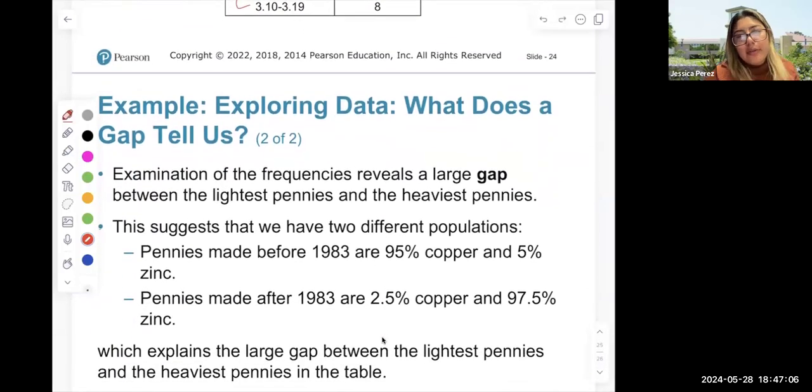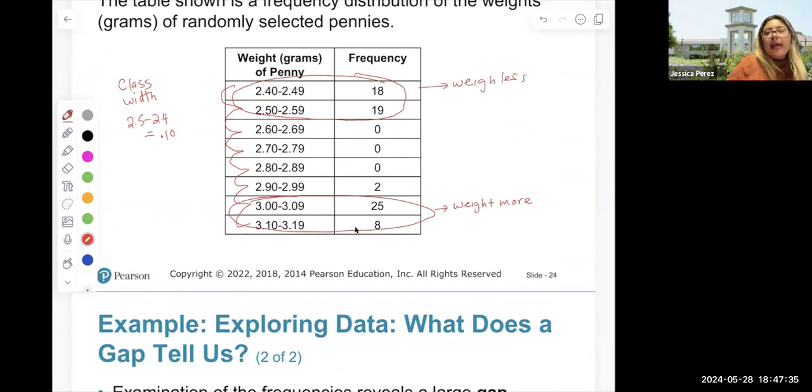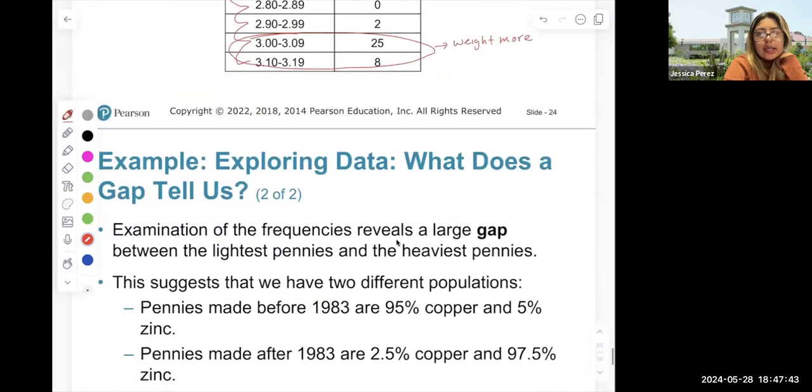The examination of the frequency reveals a large gap between the lightest pennies and the heaviest pennies. This suggests, so what is the important key? Notice how at first the weight here is less, and then here these pennies weigh more than the ones above. These weigh less. So we have two different contrasts here. We have two different groups, and in the middle there's 0. Well, what does this kind of tell us?